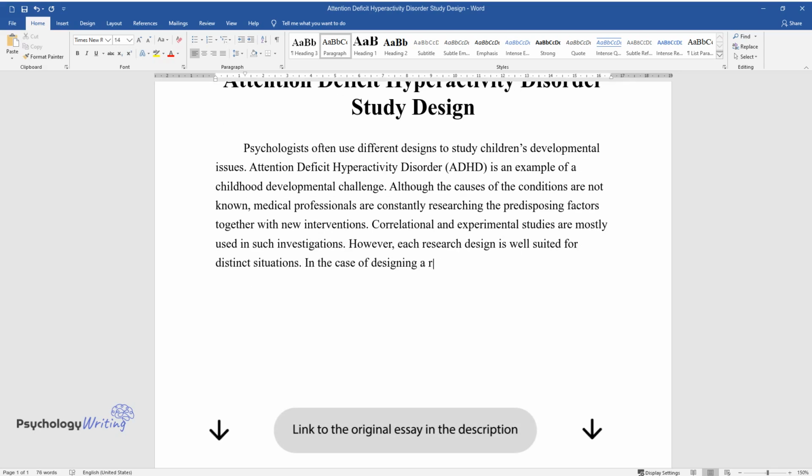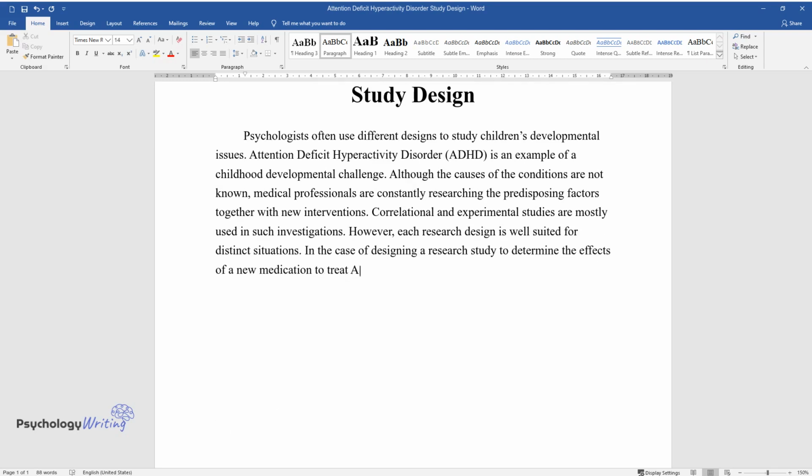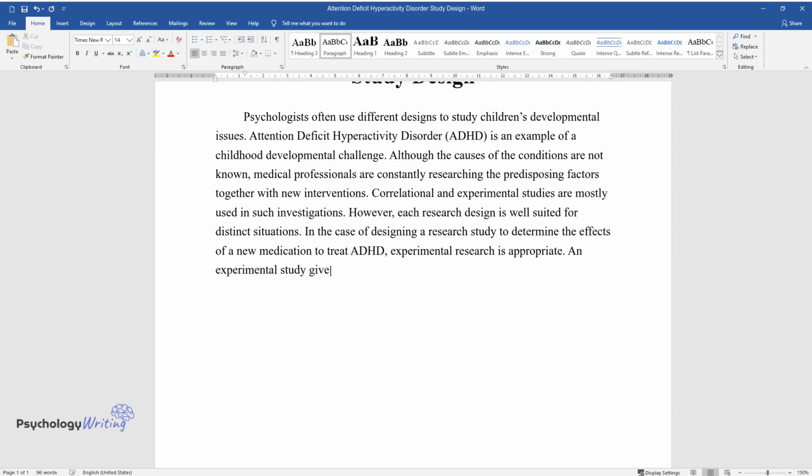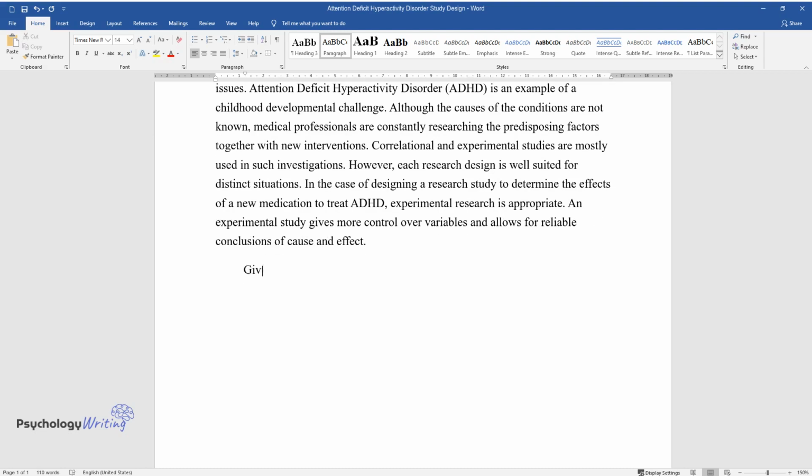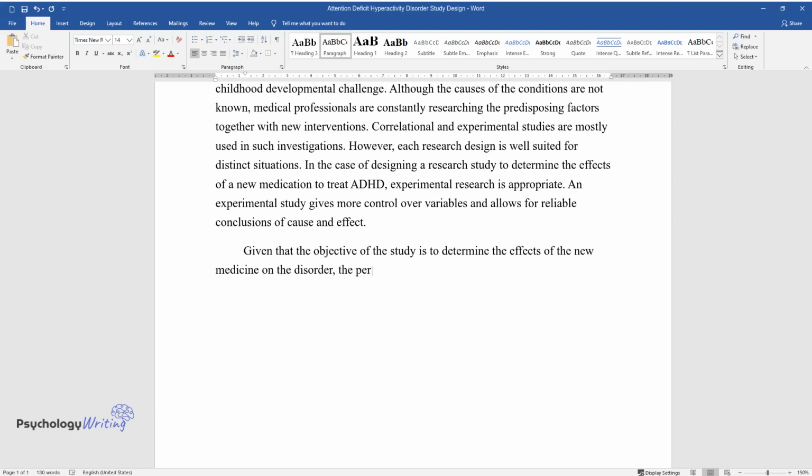In the case of designing a research study to determine the effects of a new medication to treat ADHD, experimental research is appropriate. An experimental study gives more control over variables and allows for reliable conclusions of cause and effect. Given that the objective of the study is to determine the effects of the new medicine on the disorder, the perfect research is the one that permits the manipulation of variables.